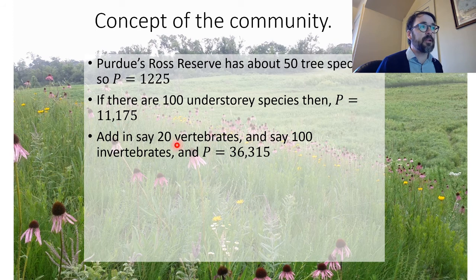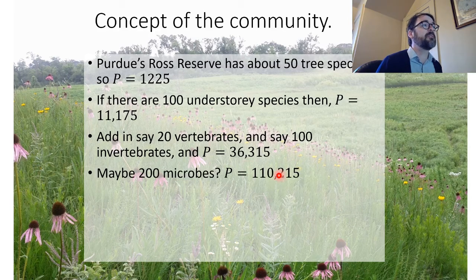But plants aren't the only thing out there, right? Plants, as we've learned in class, are interacting with vertebrates and invertebrates that might be eating them or potentially pollinating them or dispersing their seeds, so harming them or helping them. So if we add, say, 20 vertebrates, 100 invertebrates, I'm just making these numbers up, then with all of the plants we've already calculated, and you should probably check these numbers to understand where I'm getting them from. That would probably really help you understand. But we get 36,000 possible pairs of interactions.